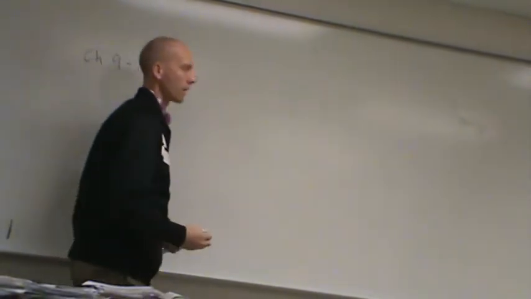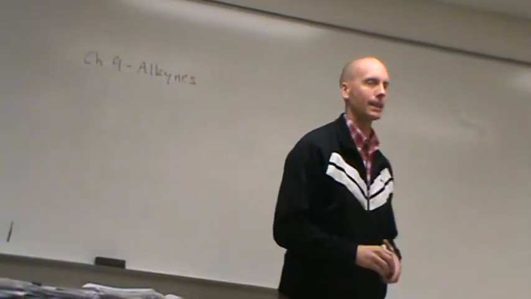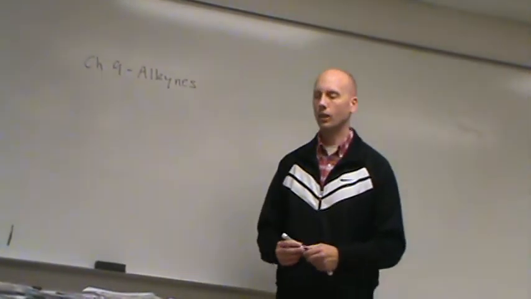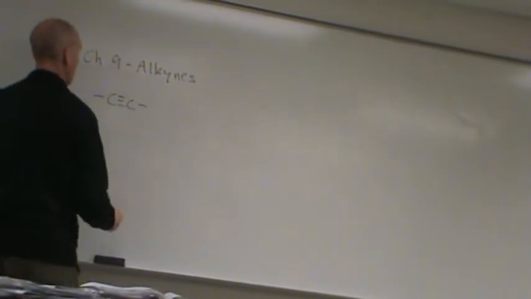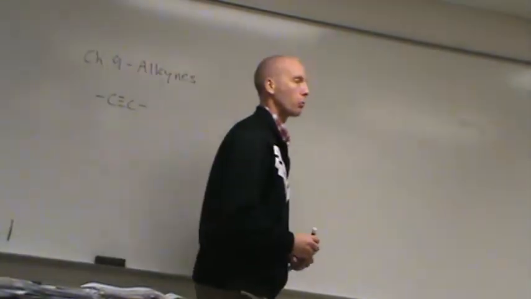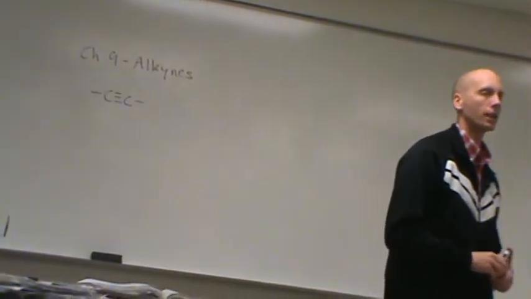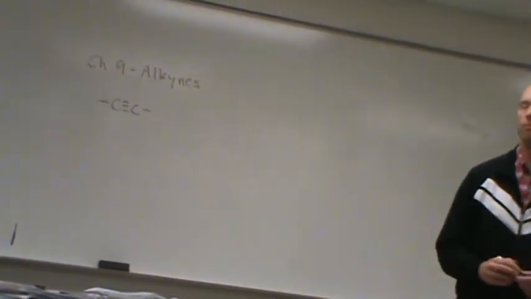Okay, so we're going to start today in chapter 9. We'll look at what are called the alkynes. Remember, the alkyne has a triple bond, one or more triple bonds in the molecule.